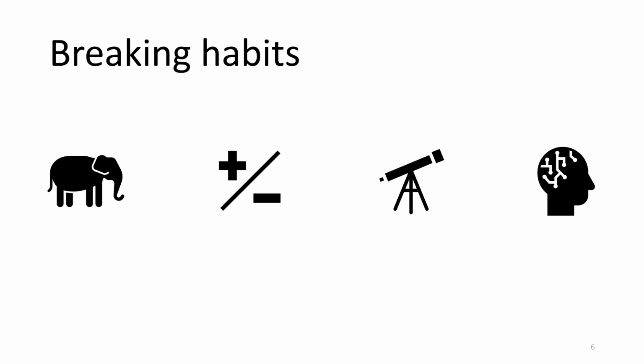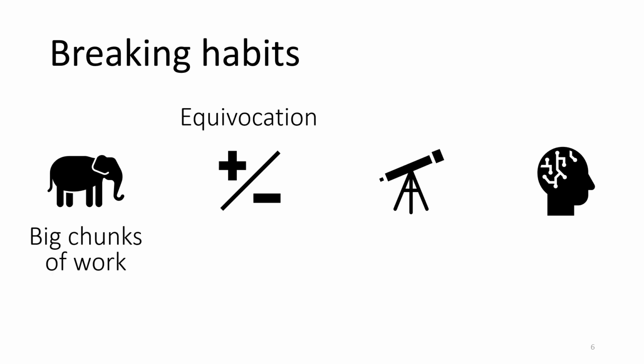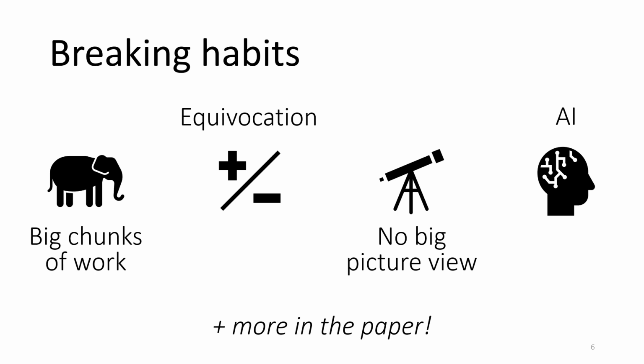So I will talk in this talk about 4 main habits that we had to break in students. First, that they tend to work in very large chunks. Second, that they tend to equivocate when asked questions. Third, that they lack a big picture view. And fourth, of course, this is a talk in 2024, so I have to talk about AI. There is a lot more in the paper, which I encourage you to read.